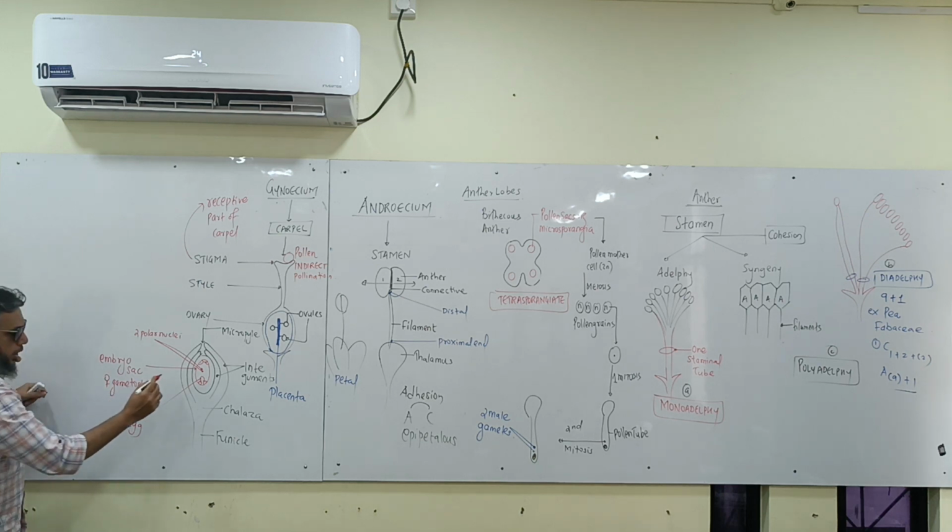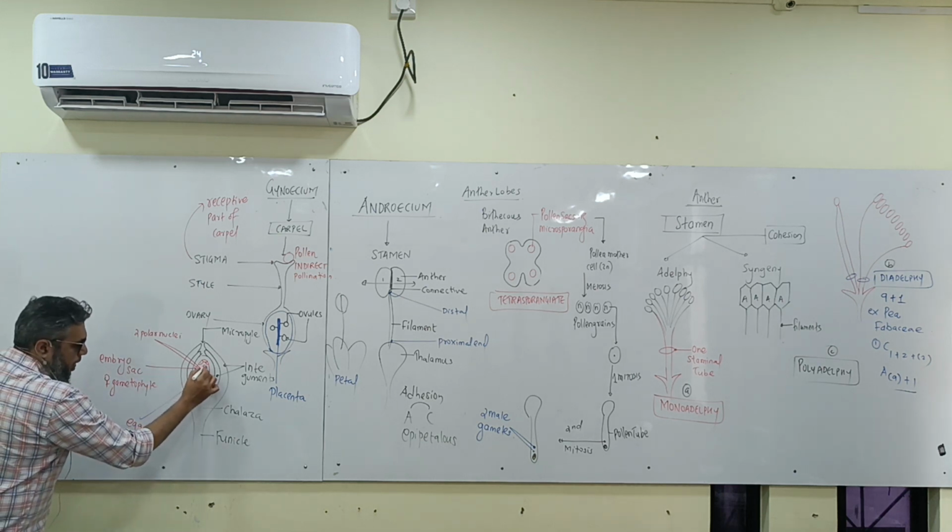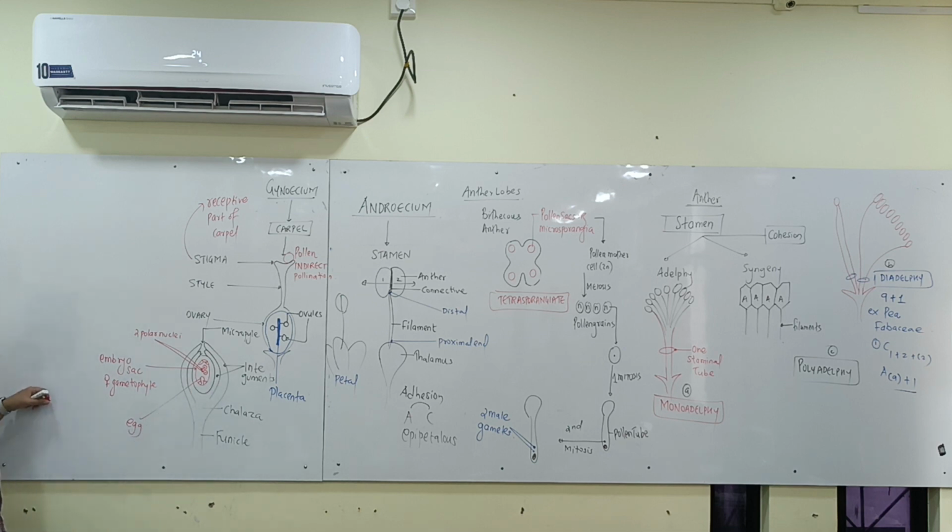Okay? Each polar nucleus is haploid. But before fertilization, these two polar nuclei will get fused and it will produce a diploid nucleus, which is called the secondary nucleus.